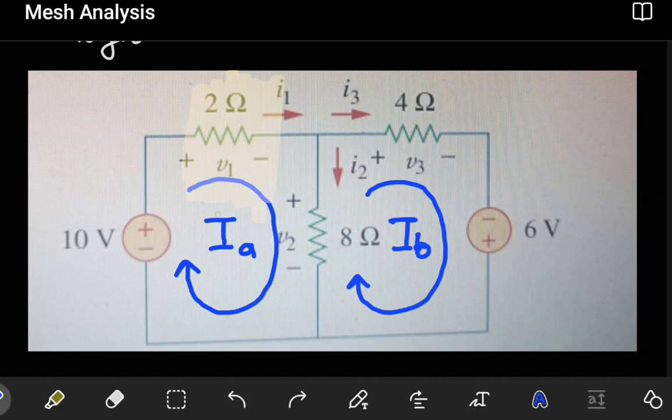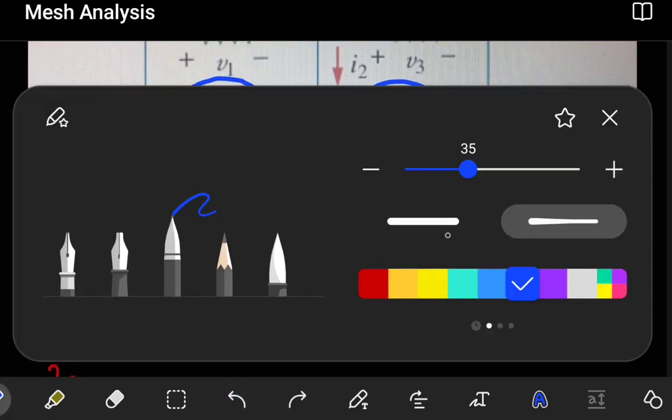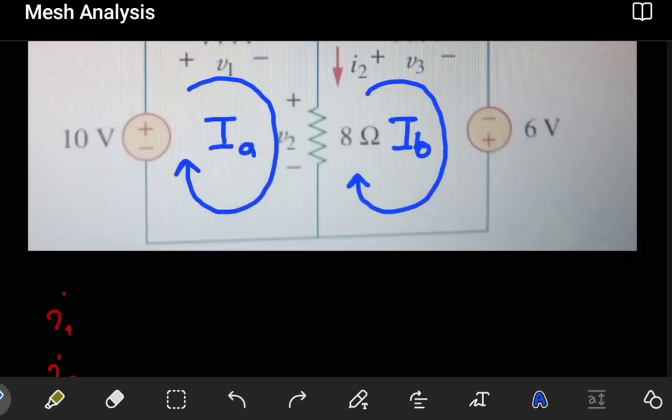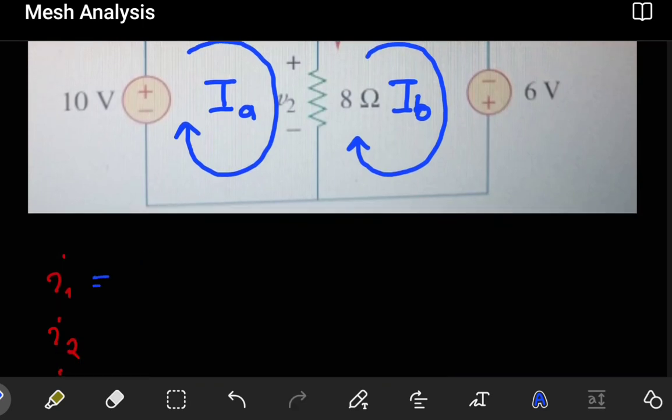Because of that, if you look at the topmost part, mesh current IA is going in this direction, which is the same direction as our current I1. So we can conclude that I1 relates to our mesh current IA, and they are in the same direction, so this is going to be positive. In other words, I1 is equal to IA.